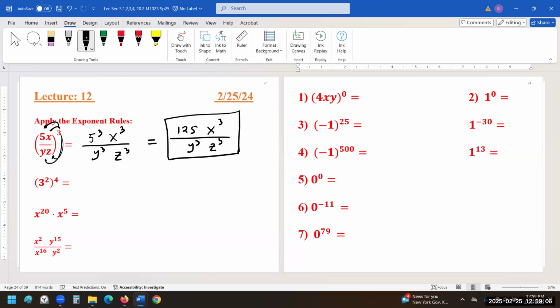Okay, Nick, 3 squared, whole thing to the 4th power. 3 to the 8, perfect. So when you have more powers but one base, we keep the base, but we actually multiply the powers. And this time I'm going to leave it alone because 3 to the 8 is a big number. I don't know what that is. Let me write it nicely, 8.